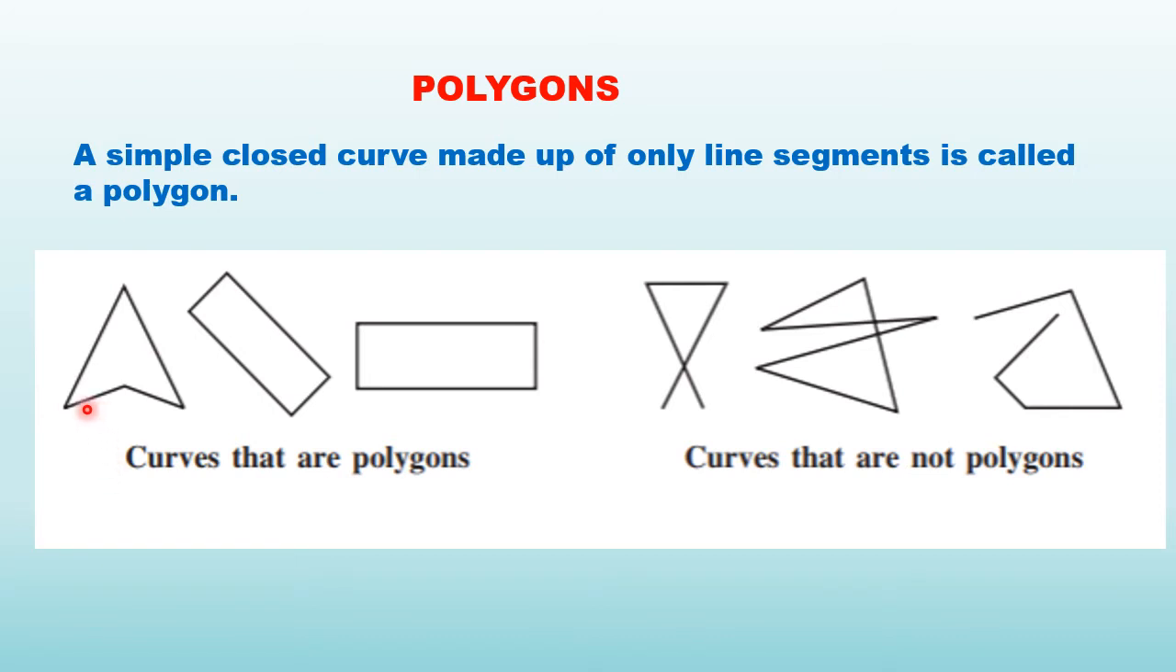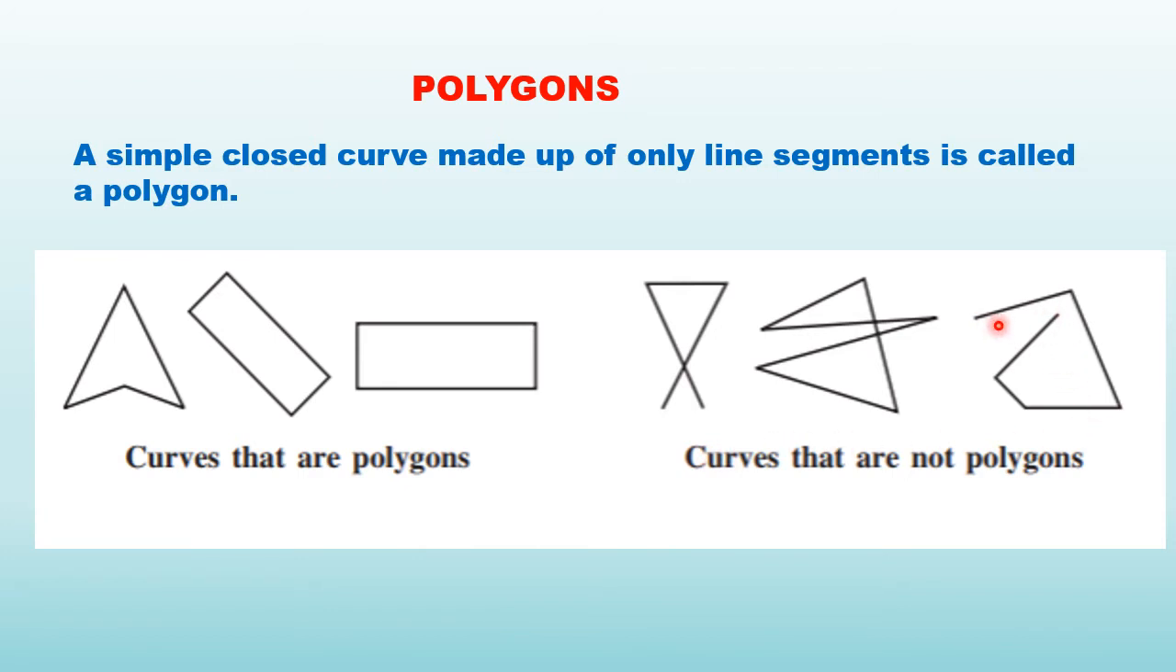So here you see all are line segments, and another condition is that they are closed. This is a closed curve made up of only line segments. All these three have the same property: made up of line segments and closed. Such curves are called polygons. Now these are not polygons. Why? Here the case is very simple.